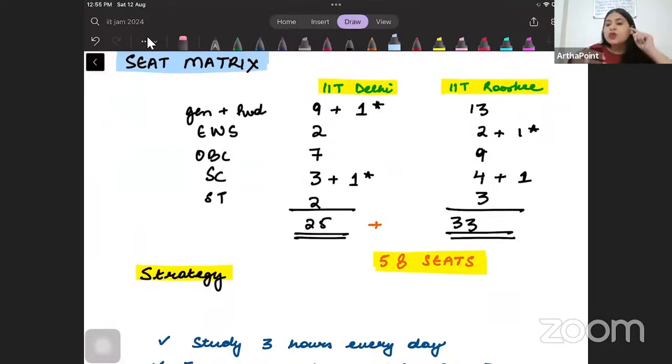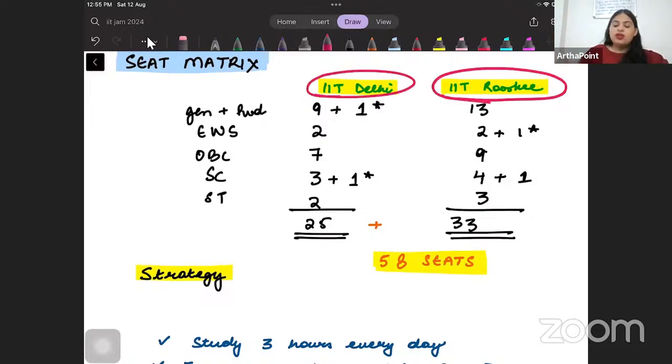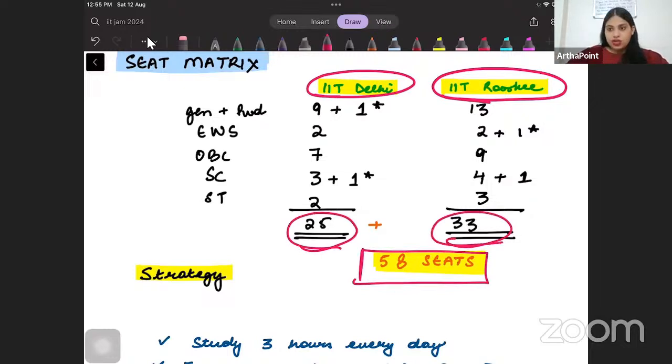मतलब जहां पे आपको कुछ भी और नहीं देना, ना कोई इंटरव्यू देना है, ना कोई रिटन टेस्ट देना है, कुछ भी और नहीं देना, और आपकी डायरेक्टली एडमिशन हो जाएगा if you clear the IIT. For those, there are 2 IITs. You have IIT Delhi and you have IIT Roorkee. In total, beta, there are 58 seats, 25 in Delhi and 33 in Roorkee.